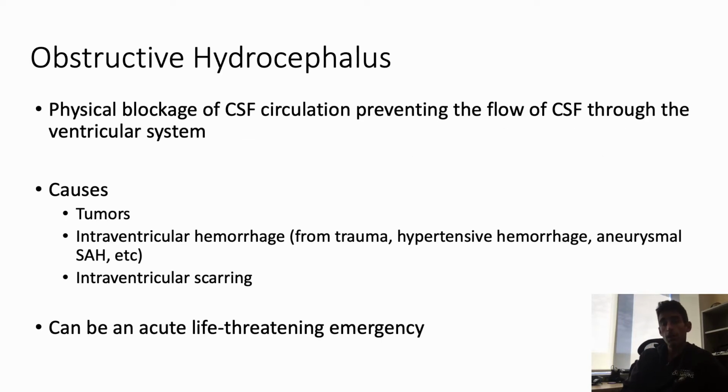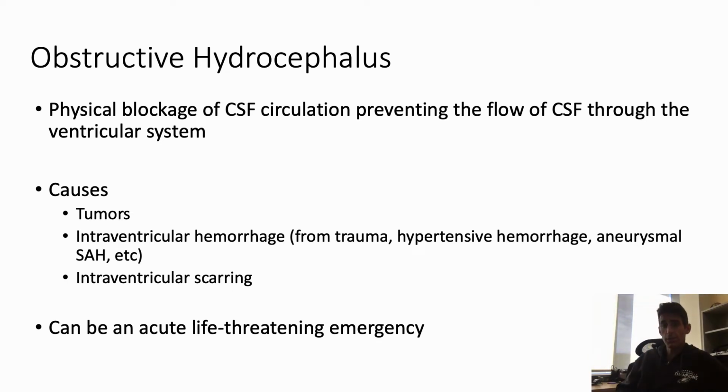So obstructive hydrocephalus is the physical blockage of spinal fluid circulation, blocking it as it flows through the ventricular system. There are multiple causes. It can be a tumor, and tumors can do it directly or indirectly. It can be hemorrhage, any kind of hemorrhage, whether from trauma, hypertension, or aneurysmal subarachnoid hemorrhage. If blood gets into the ventricular system, it can block the flow of spinal fluid. It acts as a plug.